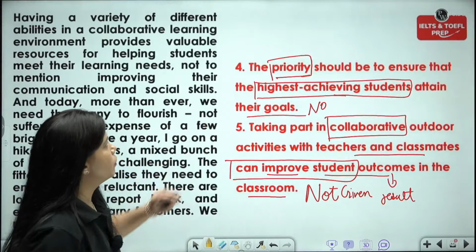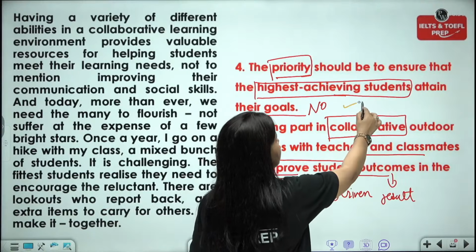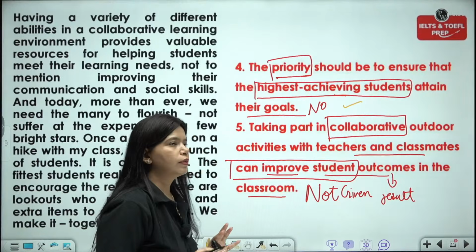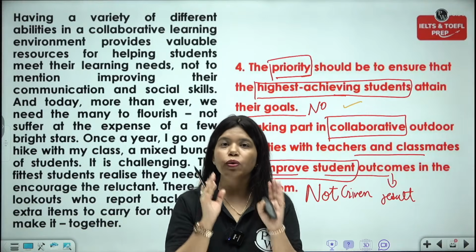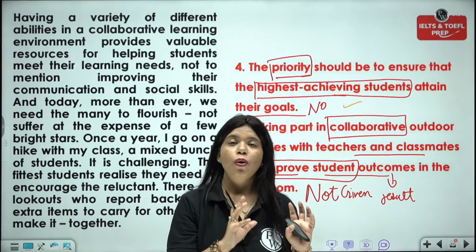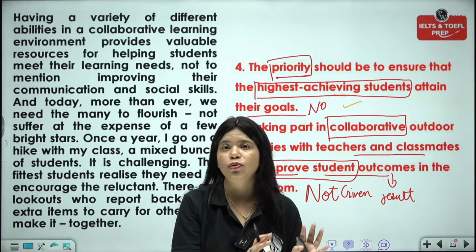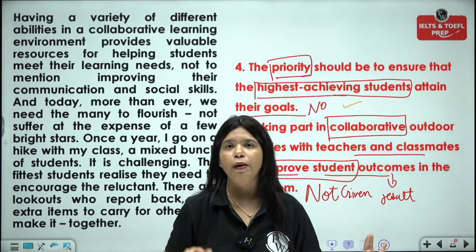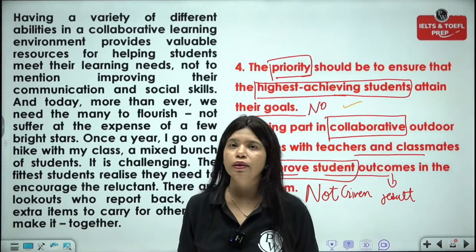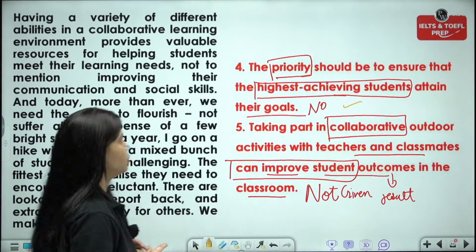So, question number 4 says the priority should be to ensure that the highest achieving students attain their goals. That means they are mainly saying in the question that we should be focused on whom? On highest achieving students, on those students who are super sharp, who are super intelligent. We should be focused on them. That should be our priority. That is what the question is saying, but the text is refusing it. Where exactly is it refusing it?